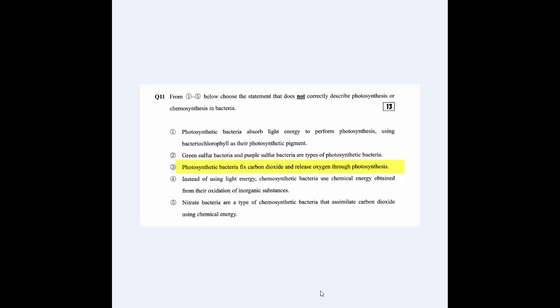11. From 1 to 5 below, choose the statement that does not correctly describe photosynthesis or chemosynthesis in bacteria. The answer is 3. Photosynthetic bacteria fix carbon dioxide to release oxygen through photosynthesis. That statement is wrong.